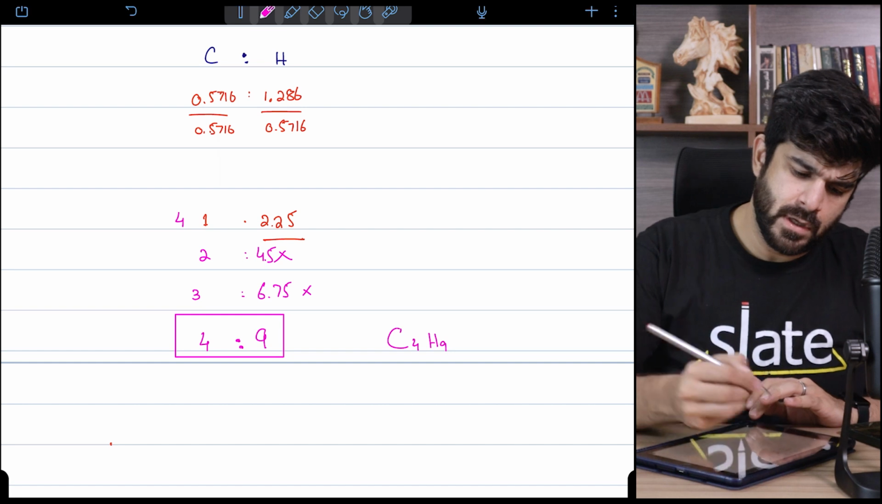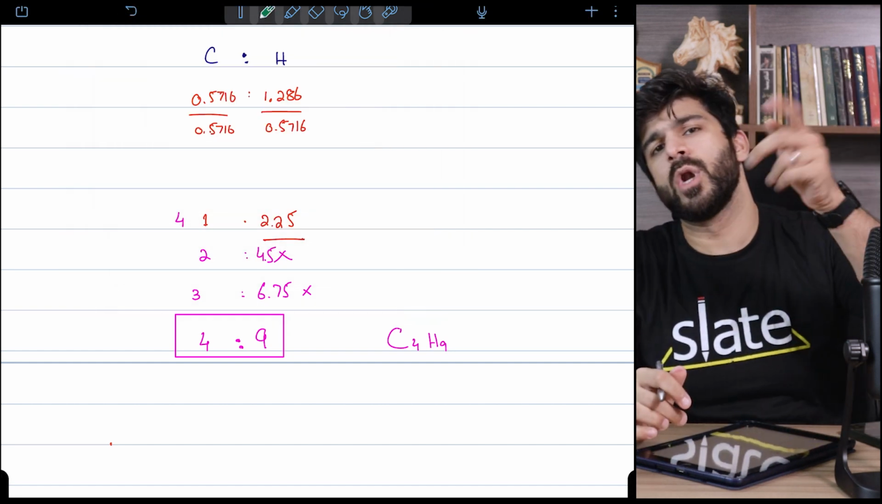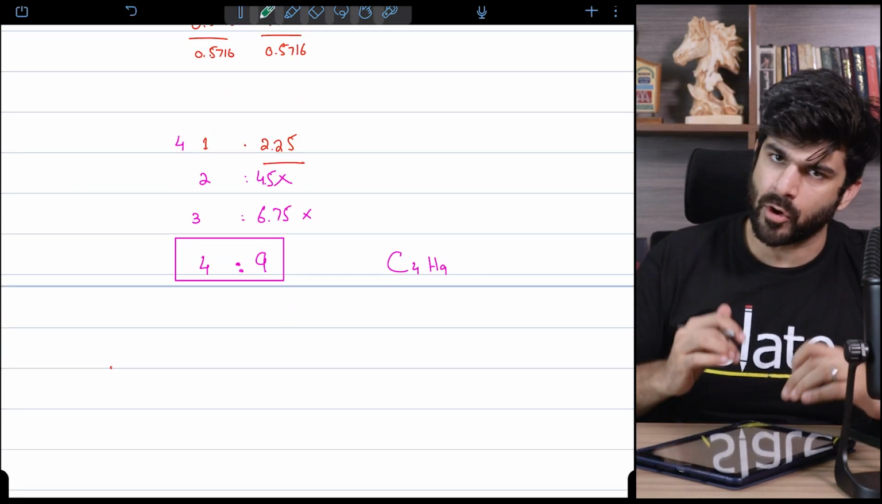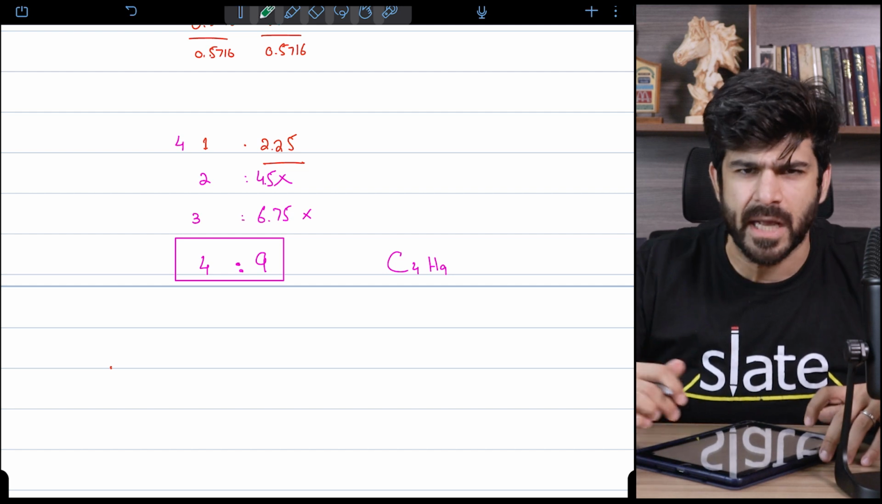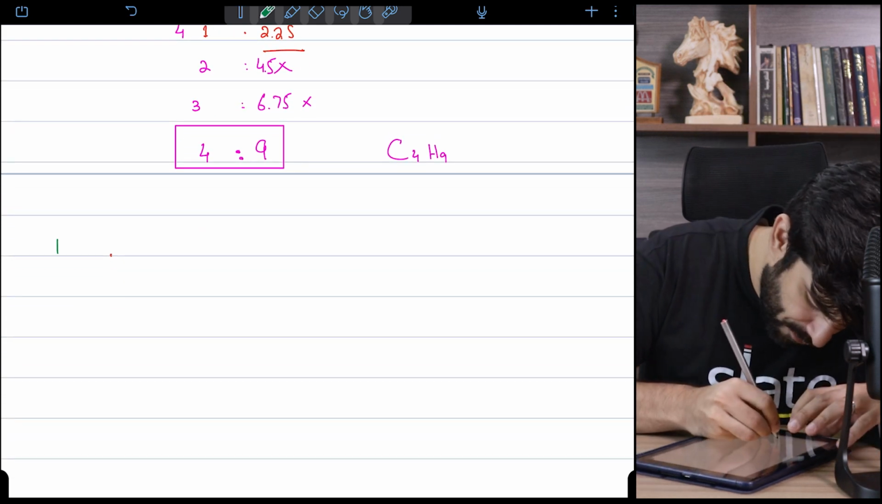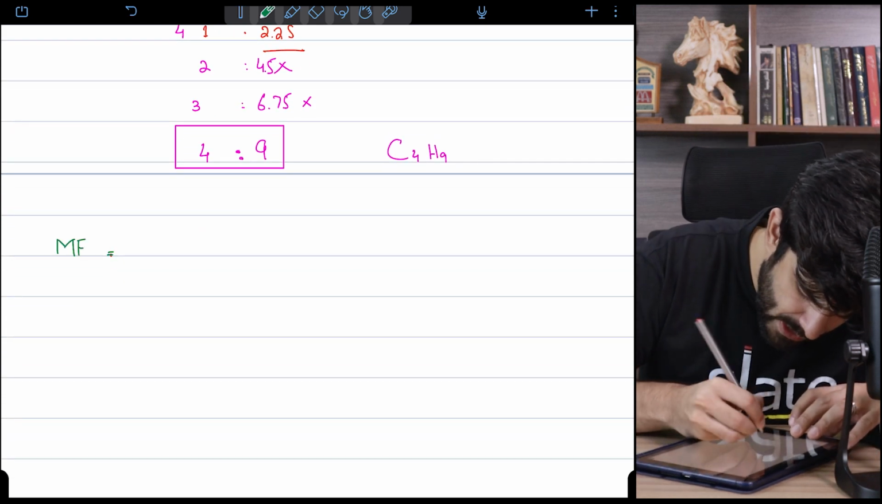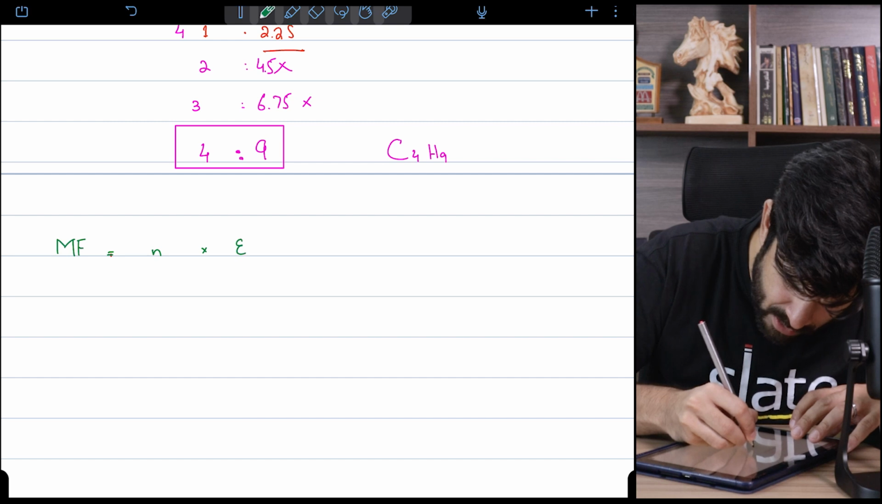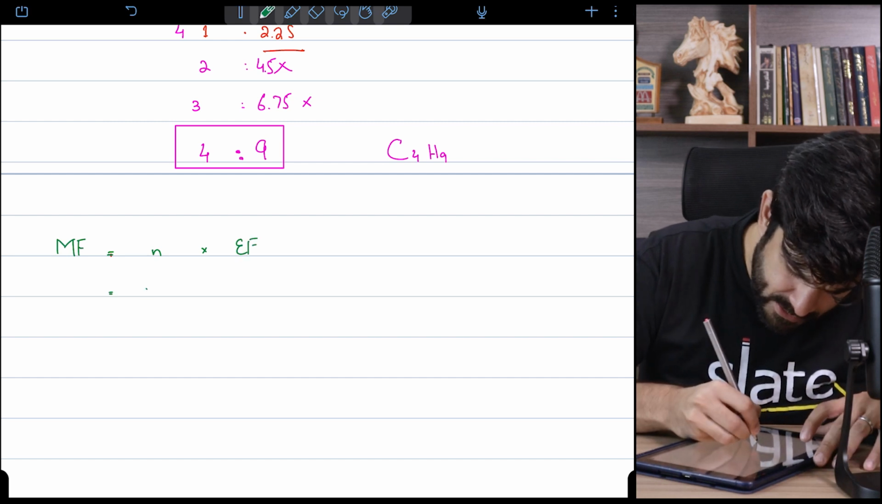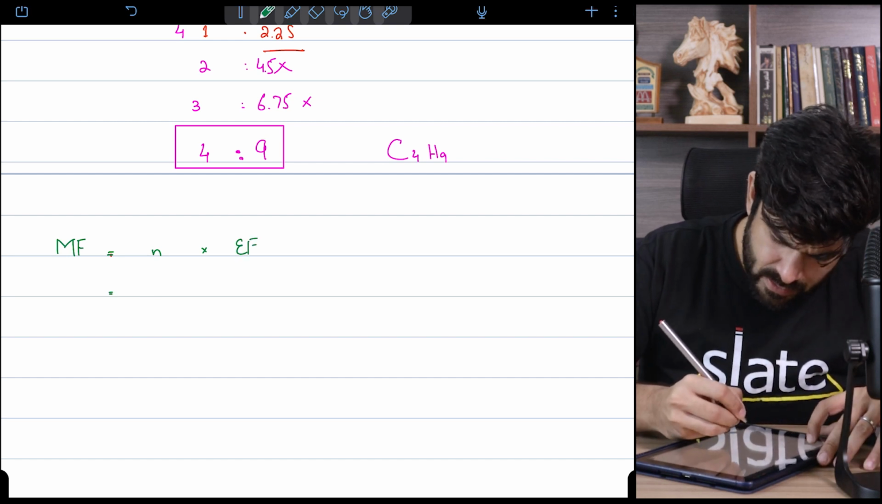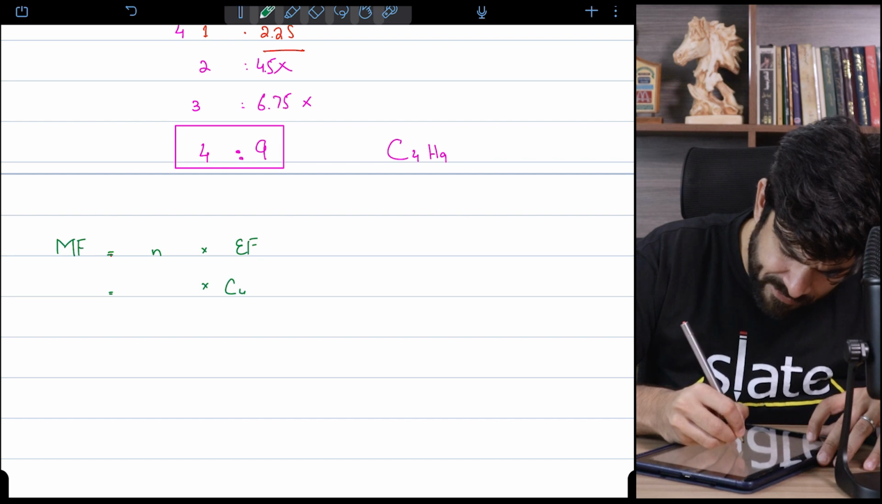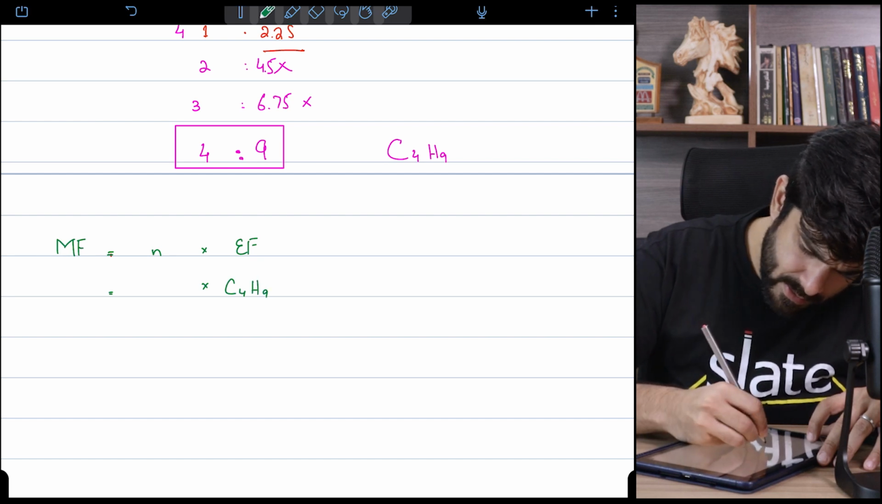C4H9. Now, how do we calculate molecular formula from empirical formula? We have discussed that many times. So molecular formula equals N into empirical formula. N is the number we need to calculate, while the empirical formula is C4H9.